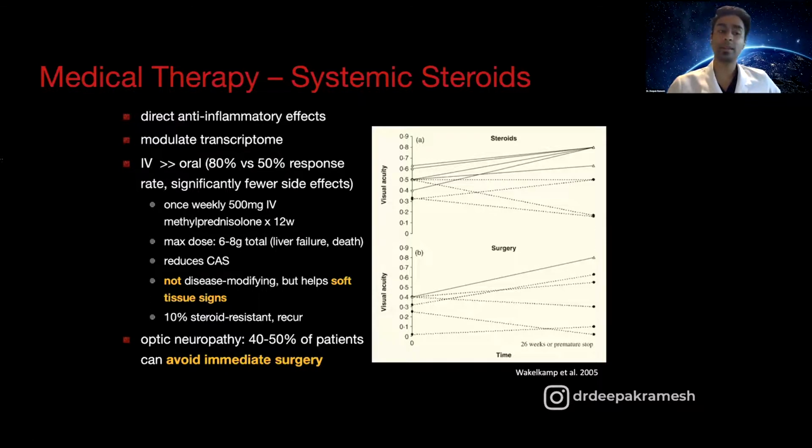So if I'm going to give someone steroids, I usually recommend once weekly IV steroids rather than oral steroids, to answer one of the participants' questions. The reason for that is that you can have a cumulative dose of 6 to 8 grams of steroids, and higher than that, you can have patients who actually have had liver failure and who have died from fulminant liver failure because of the cumulative steroid dose. So it's really important to keep that cumulative dose in mind when you're prescribing someone with steroids.